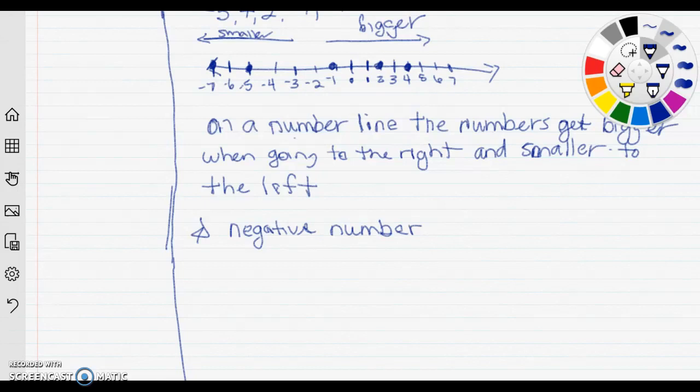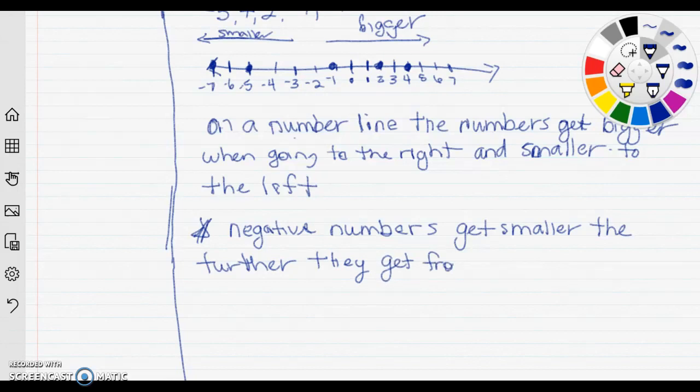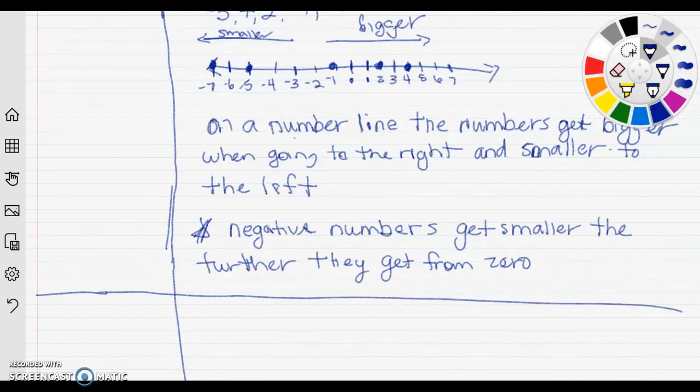Negative numbers get smaller the further they get from 0. That's why the numbers get bigger, but since they're moving away from 0, it's a smaller number. Okay, so that's kind of important when you're looking at comparing and ordering numbers.